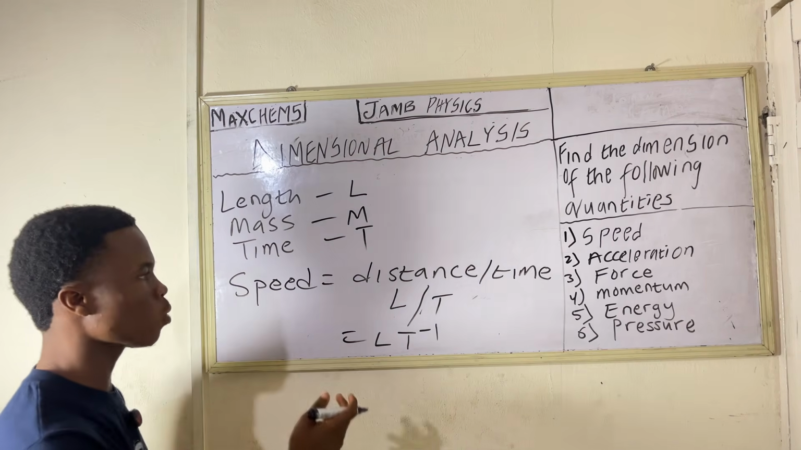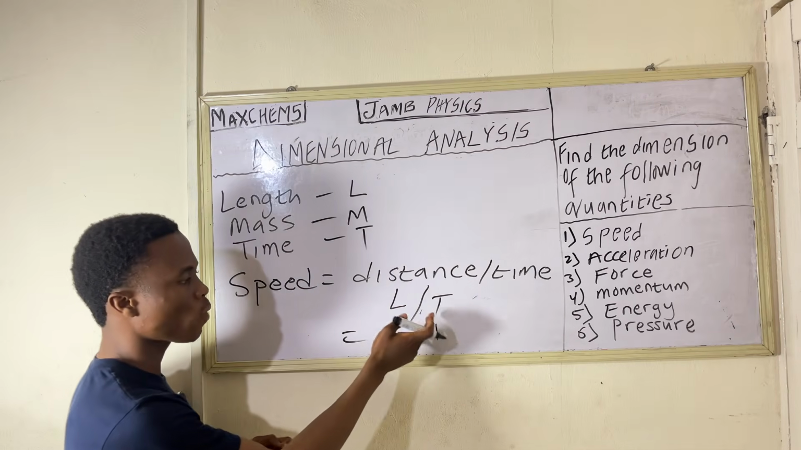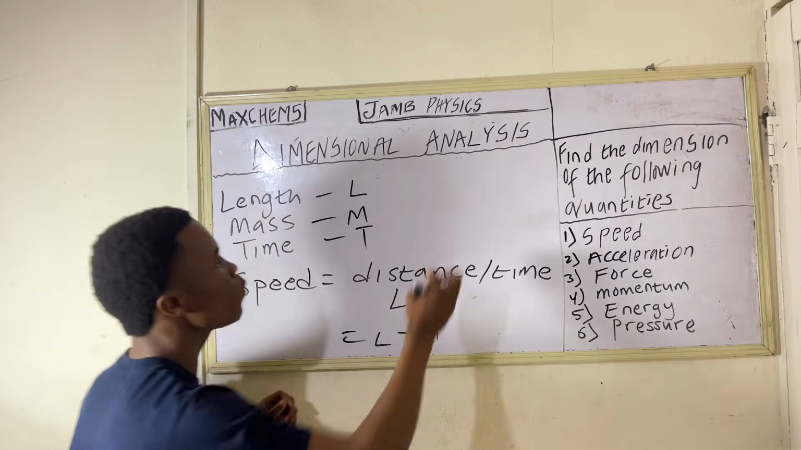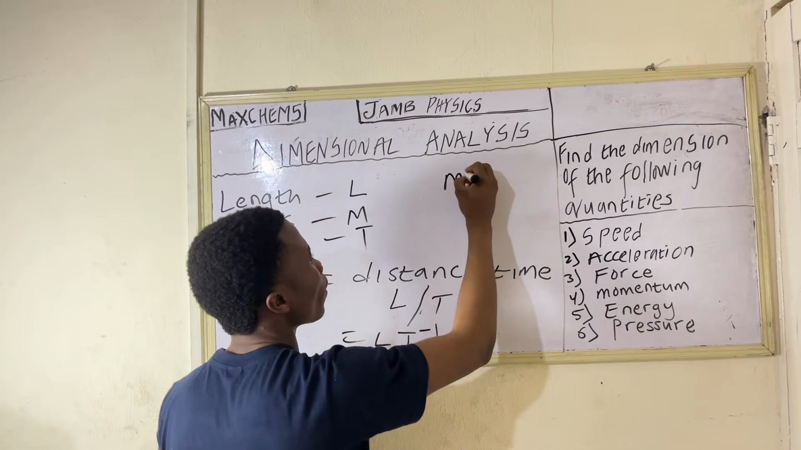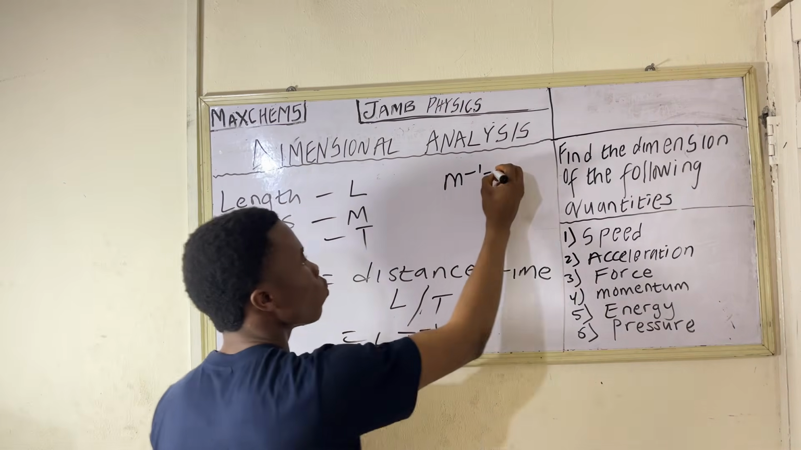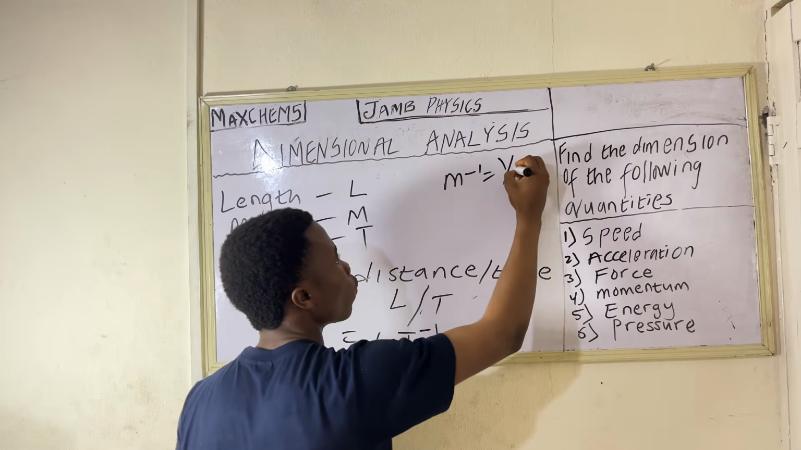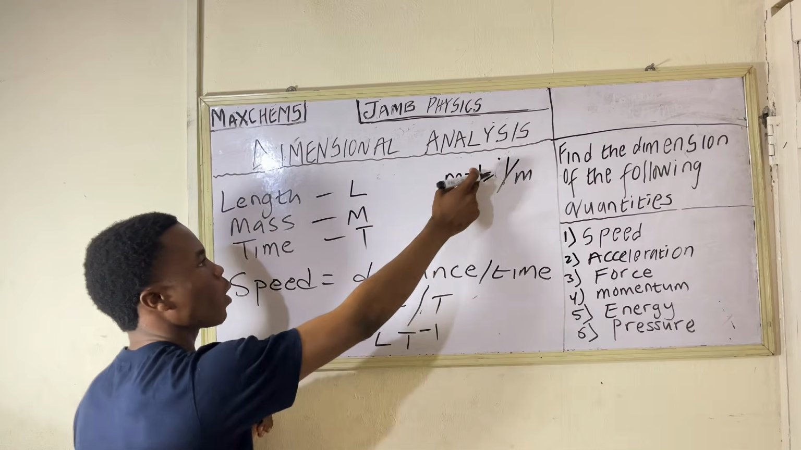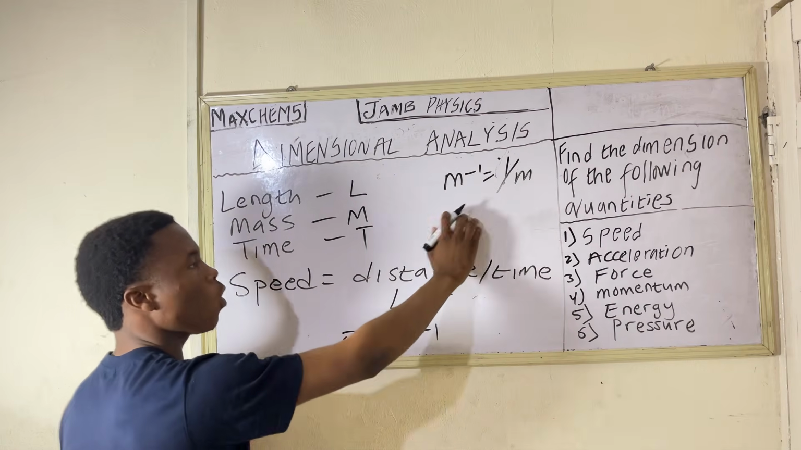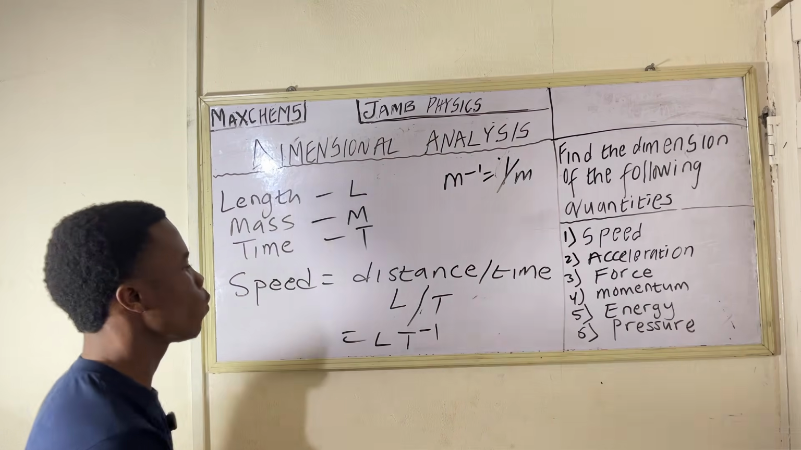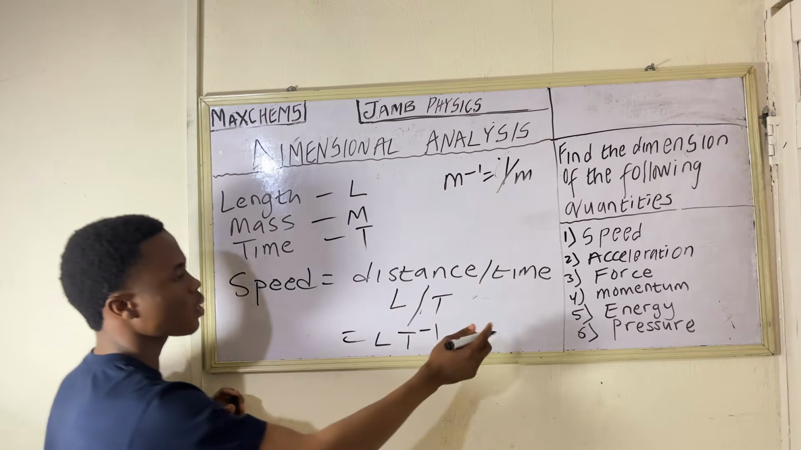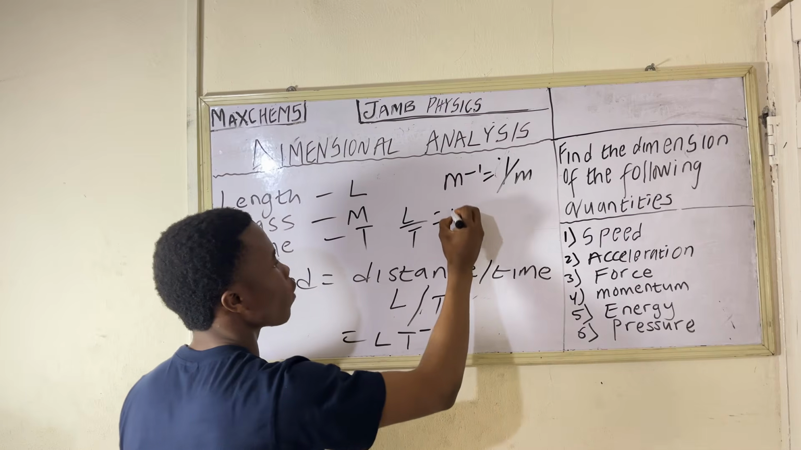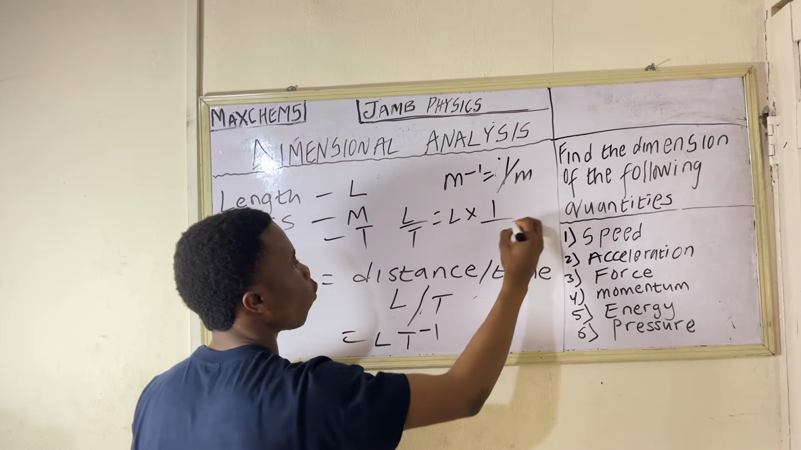So you might ask me, why is L over T the same thing as L T minus 1? There's a law of indices that says m raised to power minus 1 is equal to 1 over m. So it's a law of indices. So we have L over T, it's the same thing as saying we have L times 1 over T.